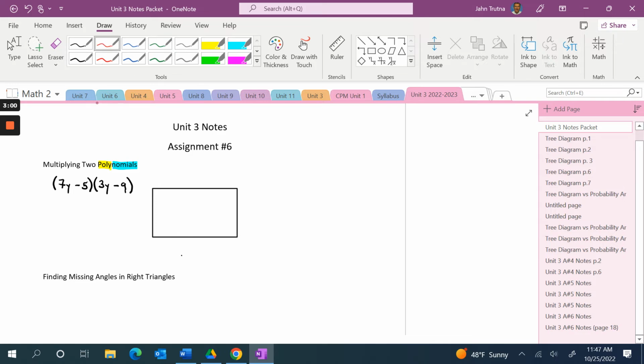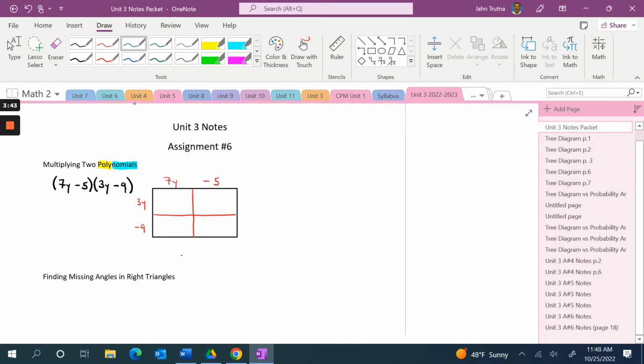And here's how we do it. We're going to take the first expression, the 7y minus 5, and that's going to represent the top length of my area model. And then the side length of my area model, I'm going to represent it with the 3y and the minus 9. And that minus 9 I'm going to treat as a negative. Now, because the 7y minus 5 has two different terms, that means I'm going to divide my area model into two spaces vertically. And because 3y is a different term than minus 9, I'm also going to divide my area model into two spaces horizontally. So I end up with 4 individual rectangles.